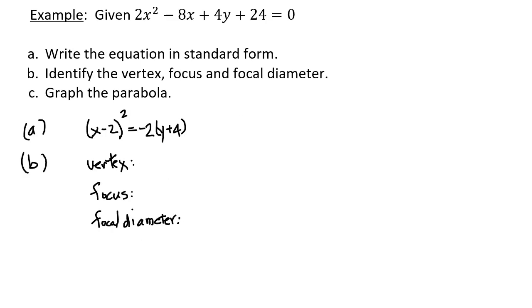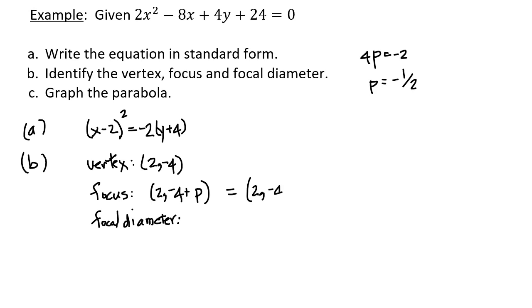So the axis of symmetry here will be x equals 2, and this will open down. The vertex is at the point 2, negative 4. The focus will be at the point 2, and then negative 4 plus p. So I have to find what p is. Well, 4p equals negative 2. So p is equal to negative 1/2. So the focus is 2, and negative 4, add negative 1/2, and that point is 2, negative 9/2. For the focal diameter, I have 4 times the absolute value of p, so that equals 2. So the focal diameter is 2.